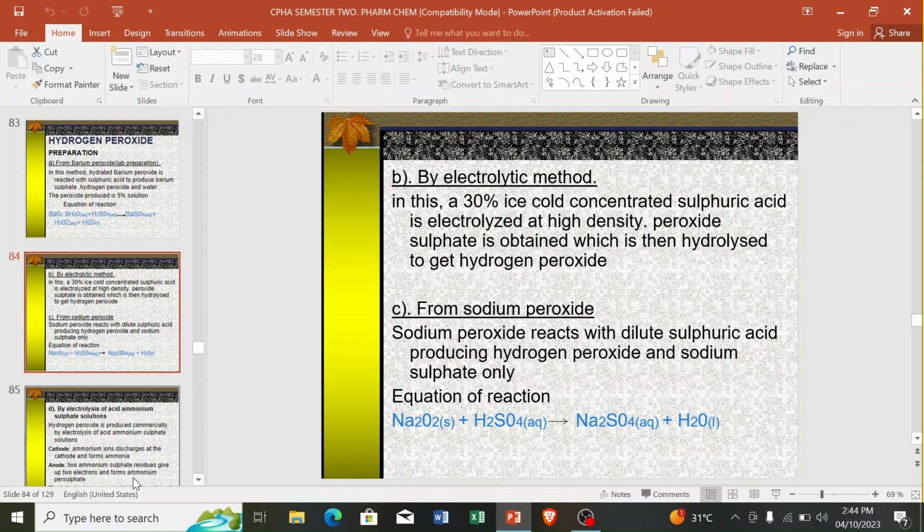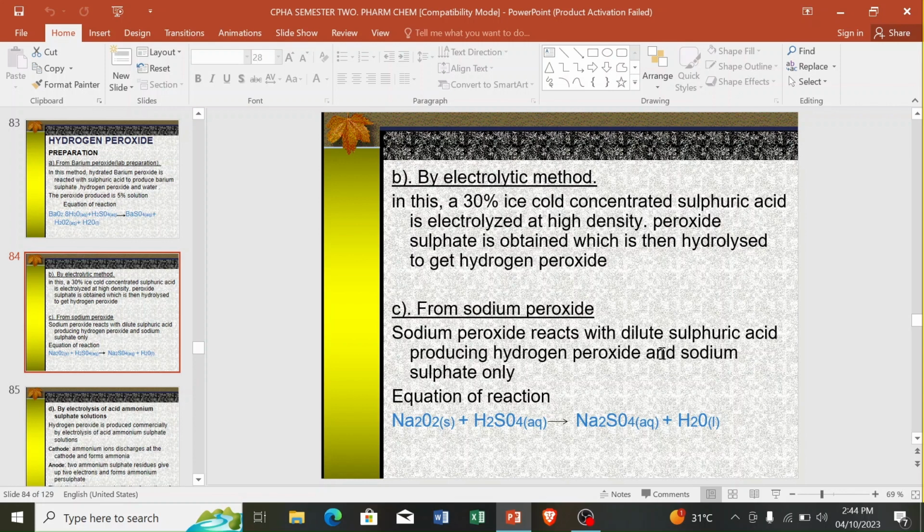Another method we use is the electrolytic method, that is still electrolysis. In this, 30% ice cold concentrated sulfuric acid is electrolyzed at a high current density. Peroxide sulfate is obtained, which is then hydrolyzed to get hydrogen peroxide. So we can also use another peroxide apart from barium peroxide. We can also use sodium peroxide.